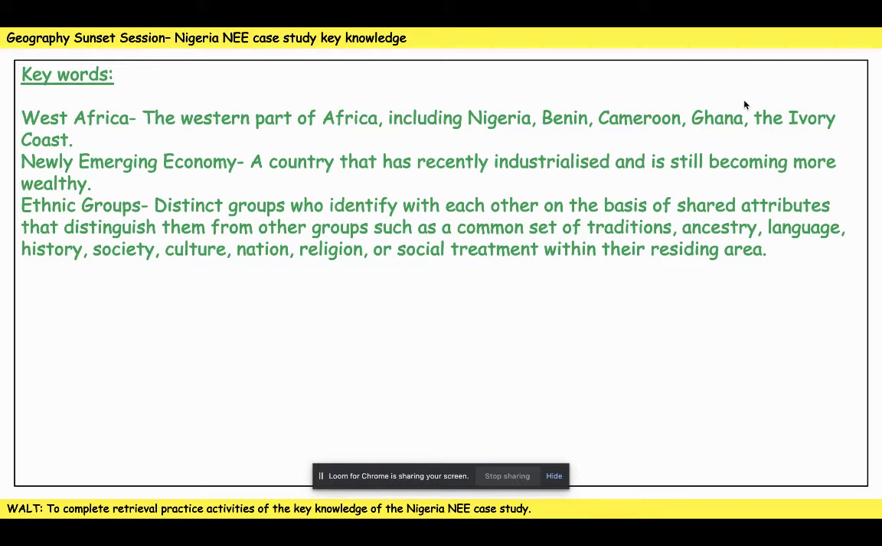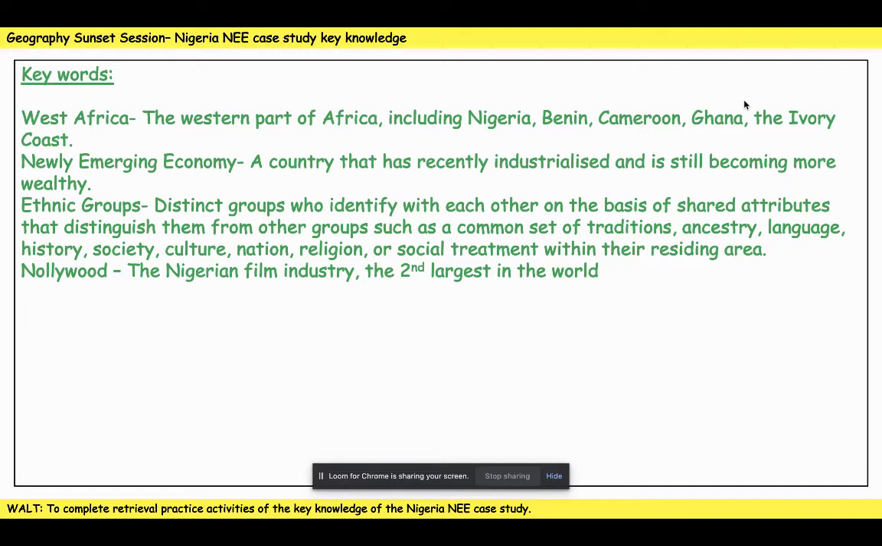Ethnic groups, those are distinct groups who identify with each other on the basis of shared attributes. And those attributes distinguish them from other groups. So, for example, the Igbo and Yoruba tribe are both from Nigeria, but they have a difference in terms of language and some of their cultural practices.